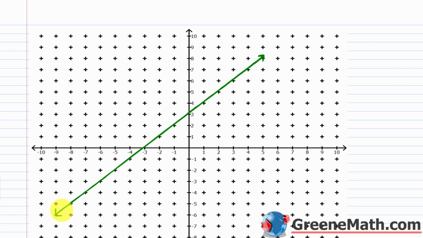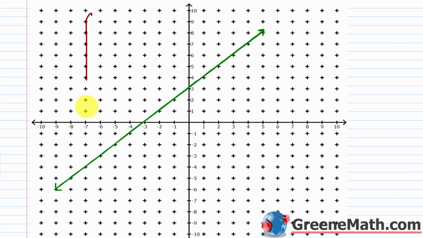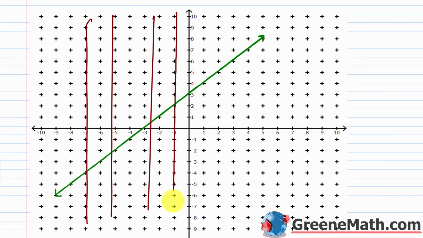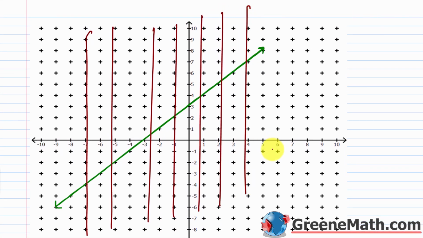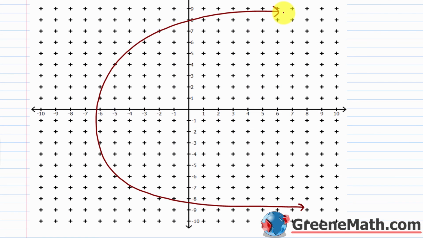So let's say we came across the graph of a line. Would this be a function? We'll go through and draw some vertical lines and see if it intersects the graph at any place more than once. Well, it doesn't. Right? I can draw vertical lines all through this thing, and it's never going to hit more than once. That's because a line is a function. This is a function.